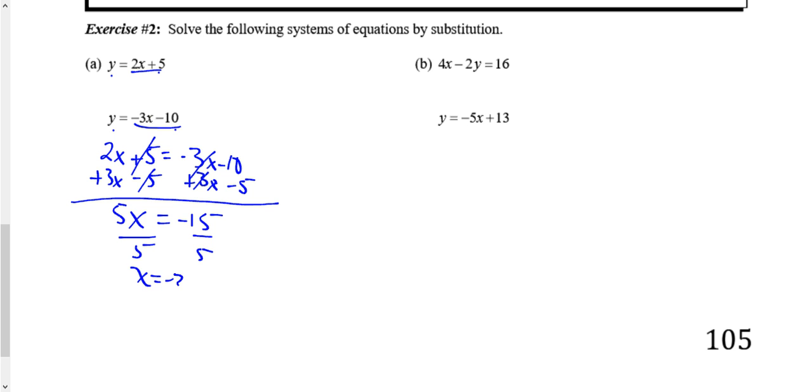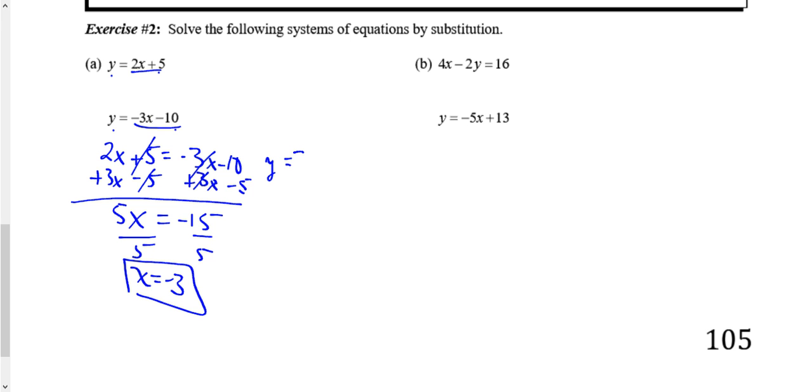X equals negative 3. So we got that. Now I need y. Does it matter which one I plug into up there? It doesn't, does it? Well, I'll tell you what, use whatever one you want. Everyone just use whichever one you want to use. Take that x and put it in there or there. I'm going to do the top one.